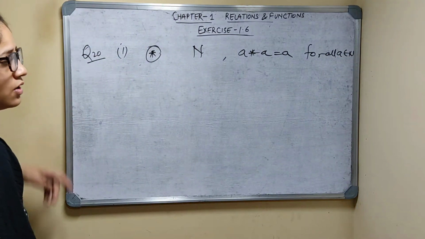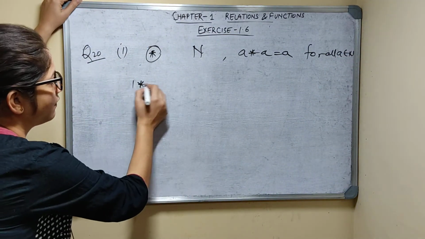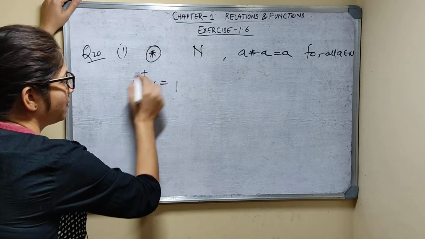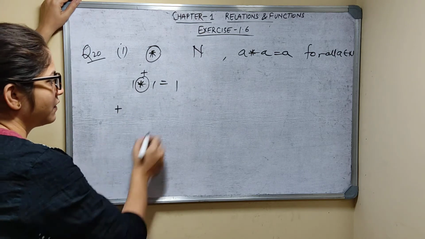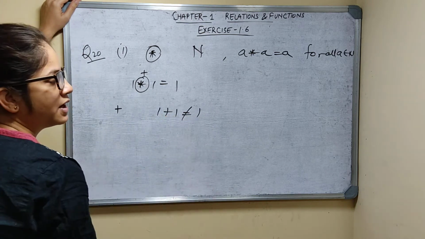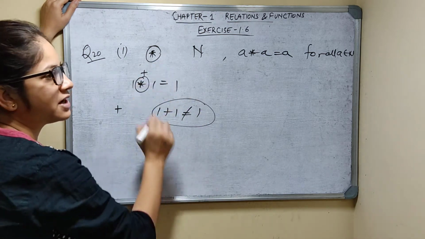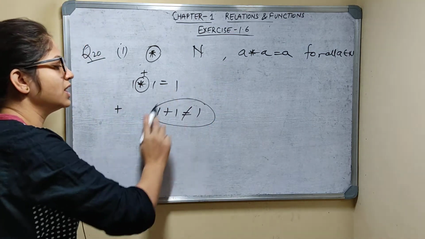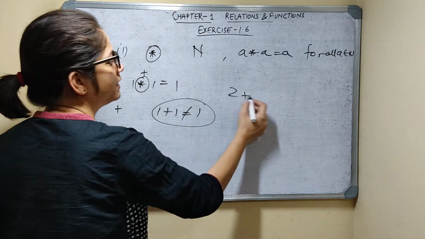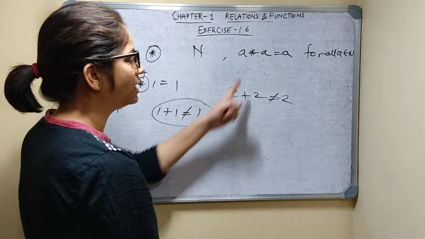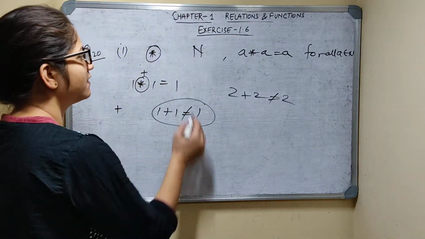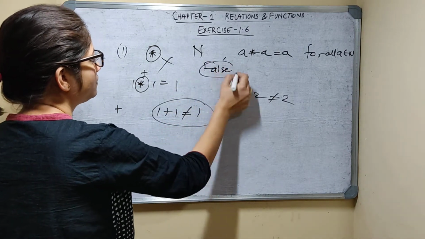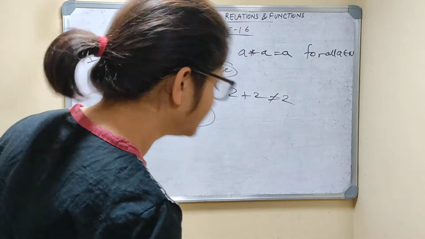Is it true? No. If I take 1 * 1 is equal to 1. If I am taking this binary operation as plus, let's say this is plus binary operation, so 1 plus 1 is not equal to 1. So I can say if any arbitrary binary operation I take, randomly I am taking, like plus, 1 plus 1 is not equal to 1, 2 plus 2 is not equal to 2. So here it is given a * a is equal to a. So I can say this is not true for every binary operation. So false. Answer is what? False. Now second part.